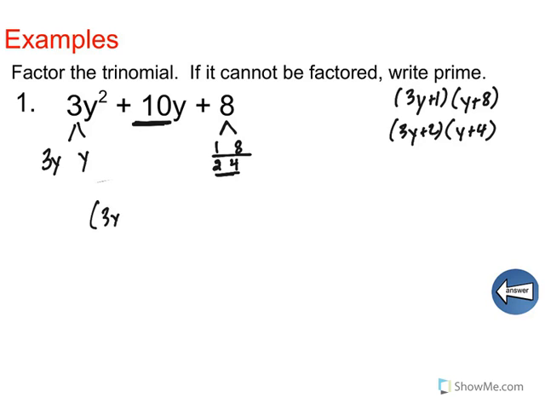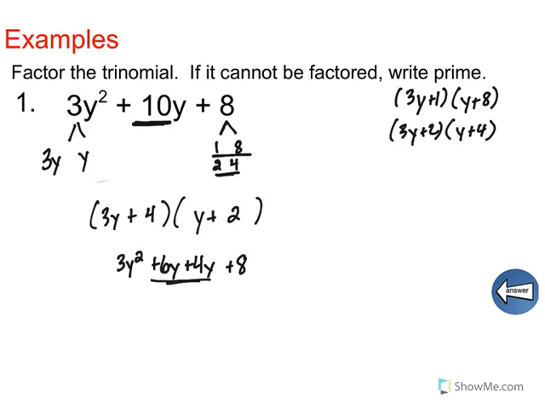So again, 3y and y make up my first terms. And instead of 2 going in the first binomial, let me put 4 in the first, and let me put 2 in the second, and let's try it that way. So 3y times y, that's 3y squared. 3y times 2, that's 6y. 4 times y is 4y. And 4 times 2 is 8. And these middle terms will combine to give me 10y.